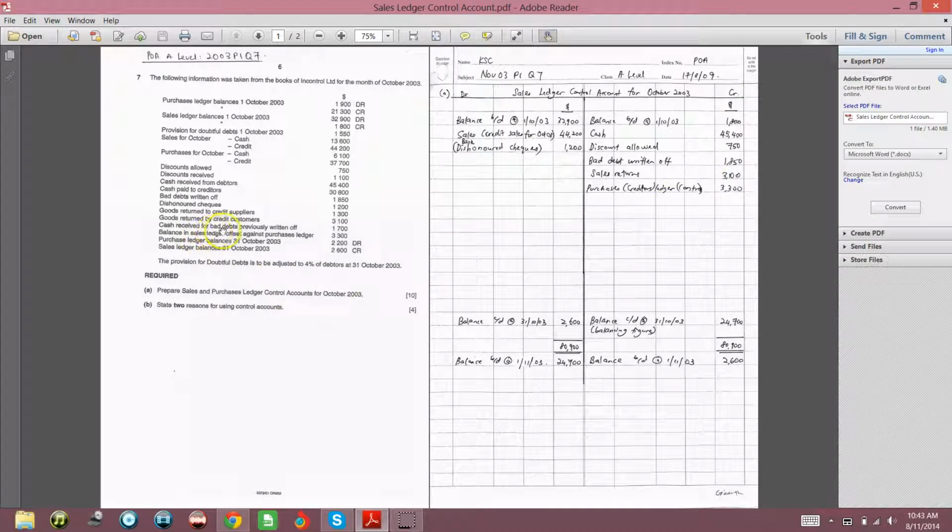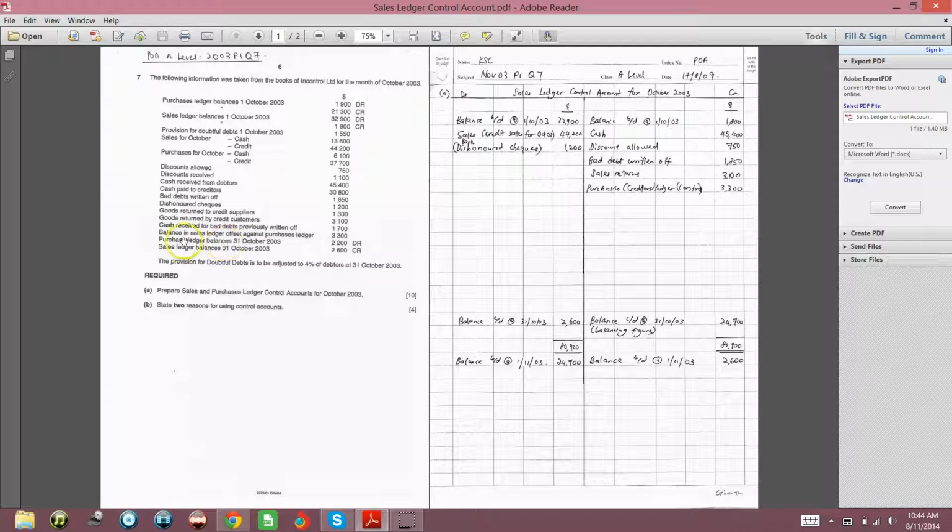Okay, cash received for bad debt previously written off. This one has nothing to do with debtors, because remember we discussed books of prime entry before. So this is a cash transaction, it will go to the cash book, and the debt was previously written off. So now you receive the cash, you treat it as winning the lottery. You debit cash, and then you credit an income account called bad debt recovered. It is not touching the debtors account anymore. You treat it as windfall income.